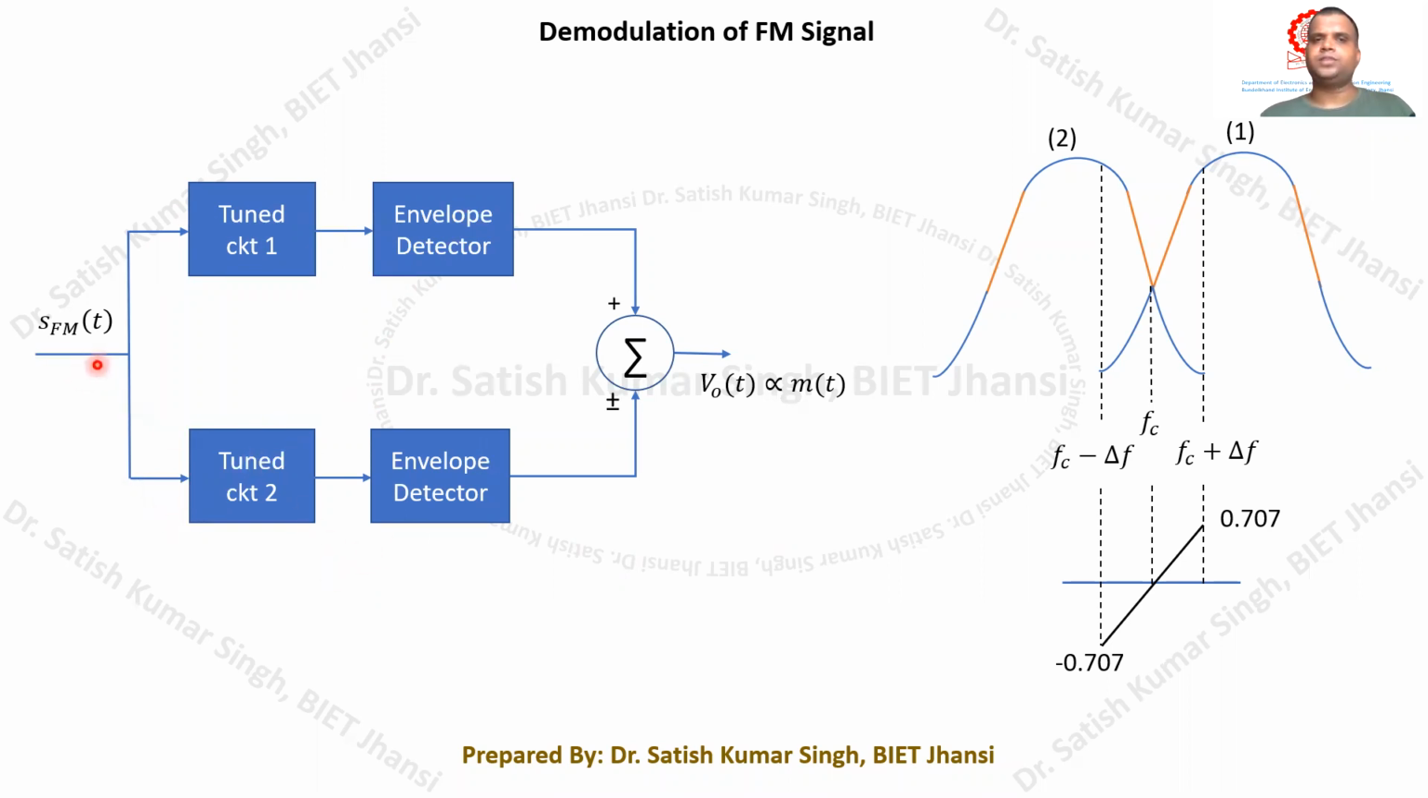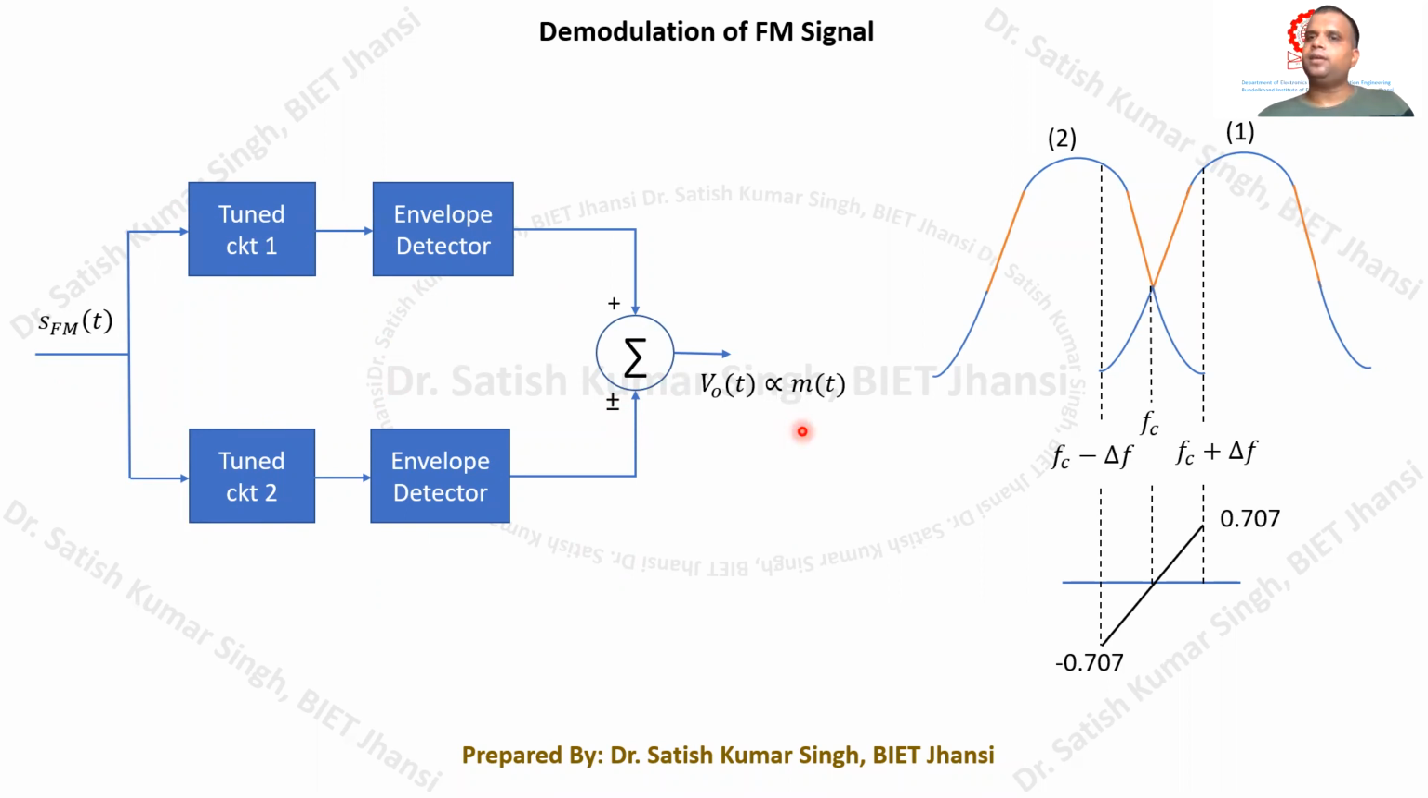We have to apply the FM signal, and it will be passed through these two tuned circuits and then the envelope detectors. The proper voltage that we get should be either added or subtracted based on the circuitry that we have made, and therefore we are going to get the output which is proportional to the message signal.